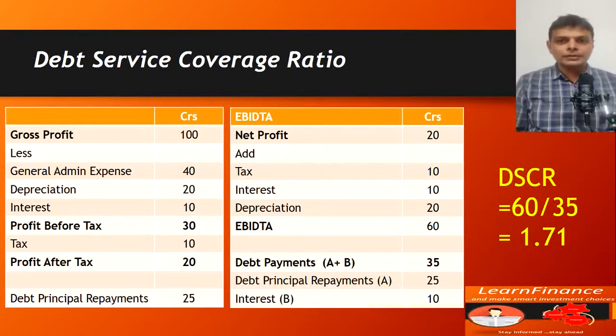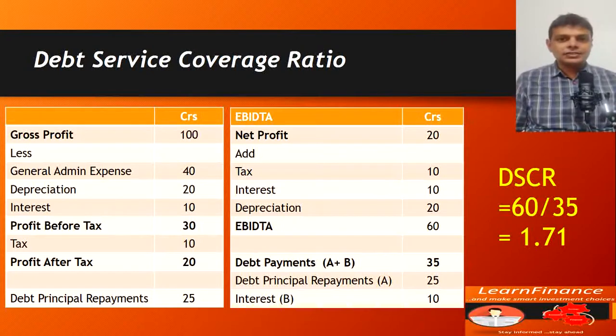So if you compare its overall operating cash that it is going to generate, which is 60 crores, versus the total debt obligation which is 35 crores, you will see that it has a debt service coverage ratio of 1.71, which basically means that its earnings are 1.71 times its overall debt obligations, which shows that the company is in a reasonable position to meet its debt obligations.